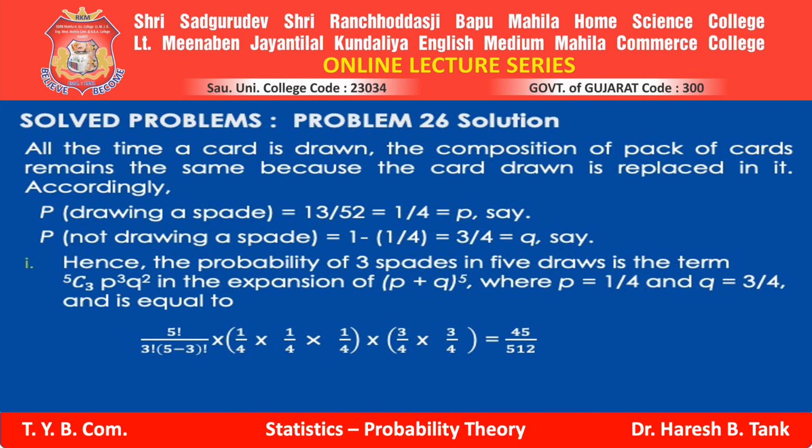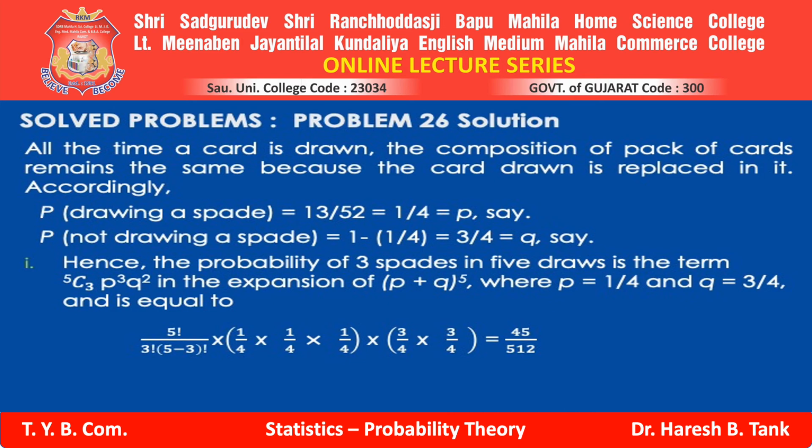Every time a card is drawn, the composition of the pack remains the same because the card drawn is replaced in it. So the probability of drawing a spade becomes 13 upon 52, which is 1 by 4. Let us say P. And not drawing a spade is the complement, so 1 minus 1 upon 4 becomes 3 by 4, which comes to a failure, or let us denote it with Q.